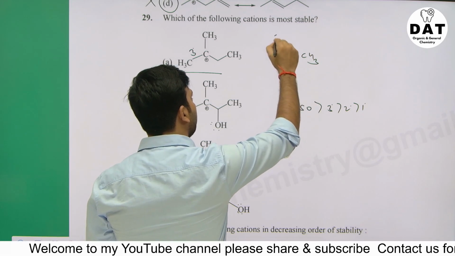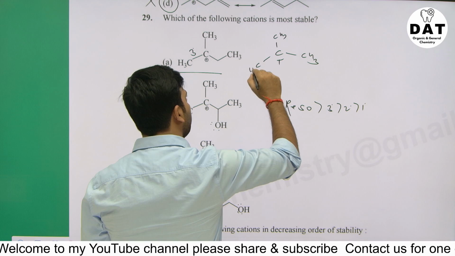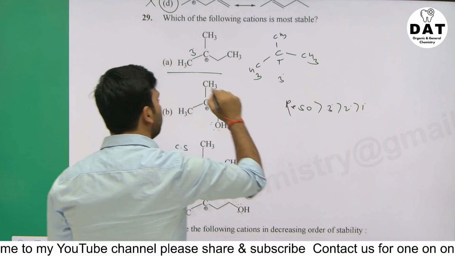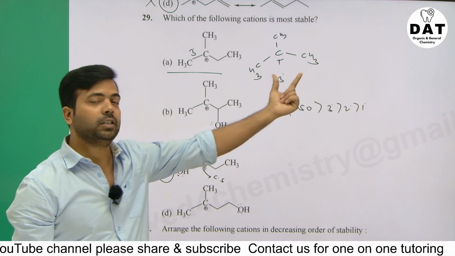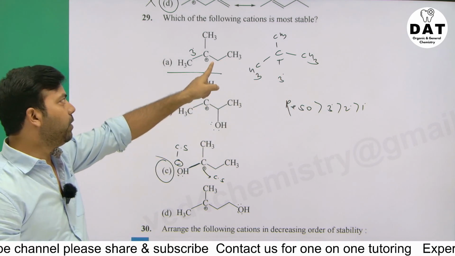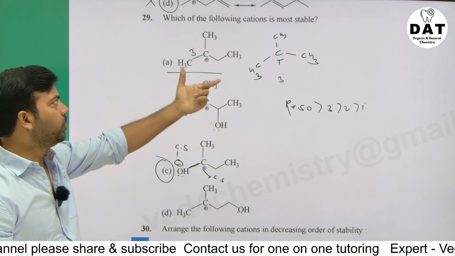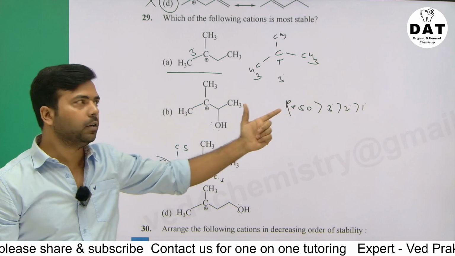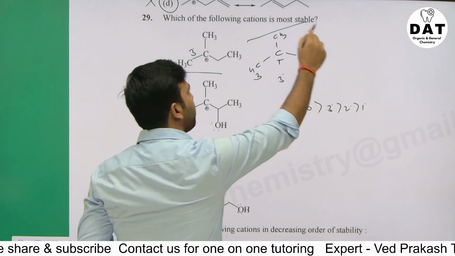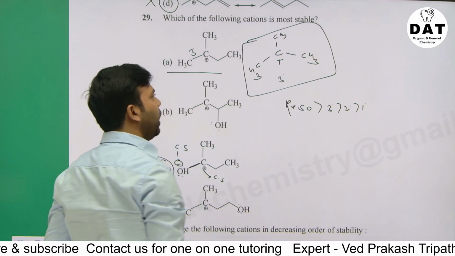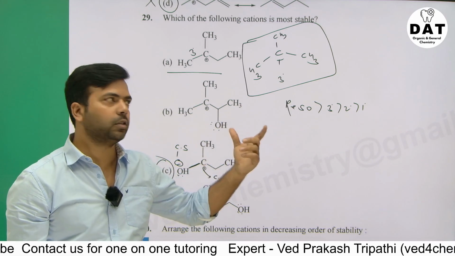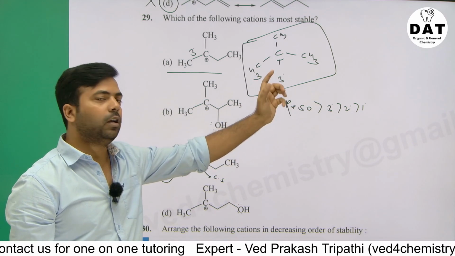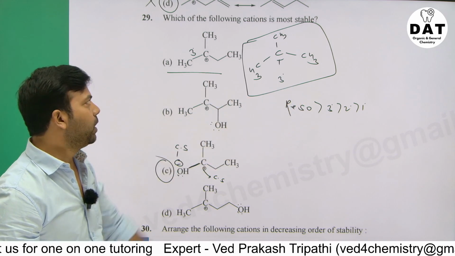So don't say both are tertiary, so why are they not the most stable? This is tertiary, absolutely right. This is also tertiary. But this tertiary and this tertiary, there is a difference. Here we have a CH2 group, so both will apply the hyperconjugation effect, but here the hyperconjugation is most stable, has the most strength. The hyperconjugation is highly effective here, not here.